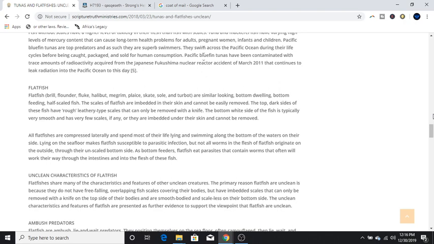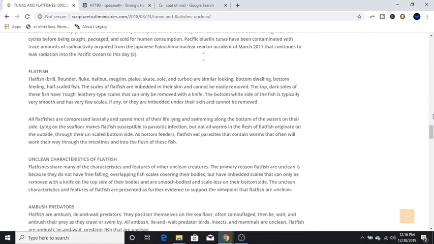Pacific bluefin tunas have been contaminated with trace amounts of radioactivity acquired from the Japanese Fukushima nuclear reactor accident of March 2011, which continues to leak radiation into the Pacific Ocean to this day.